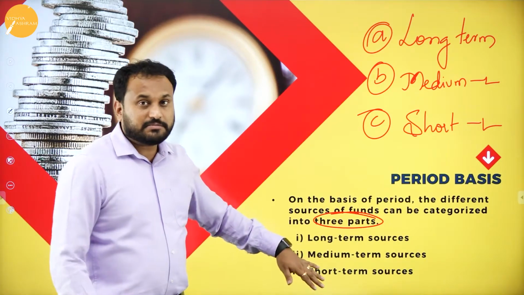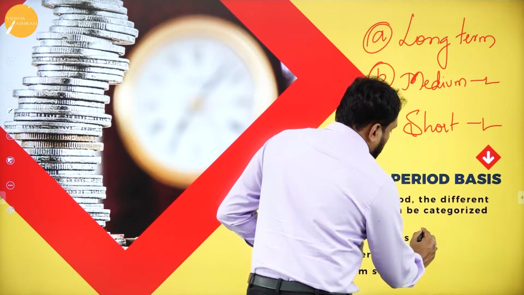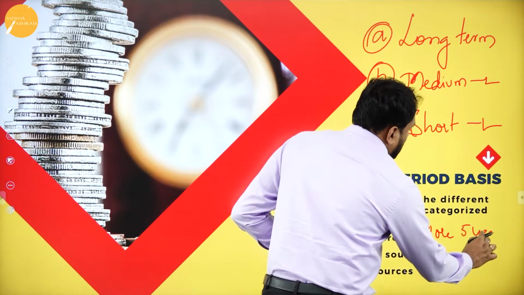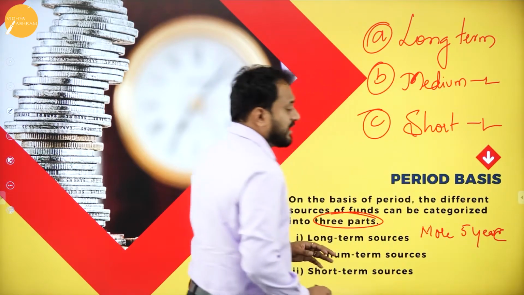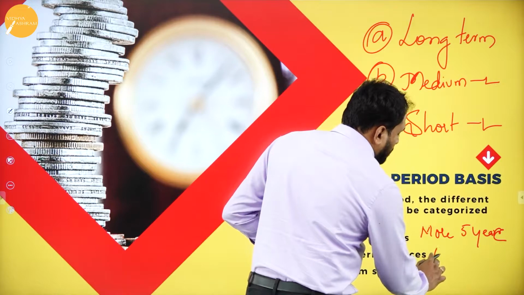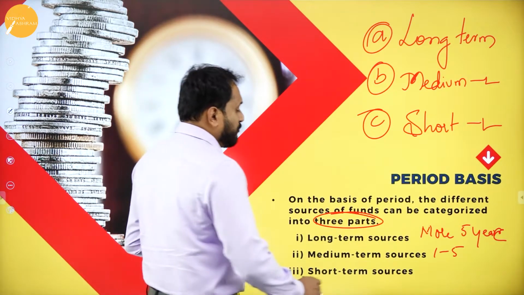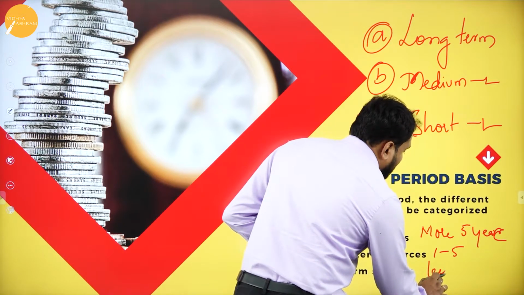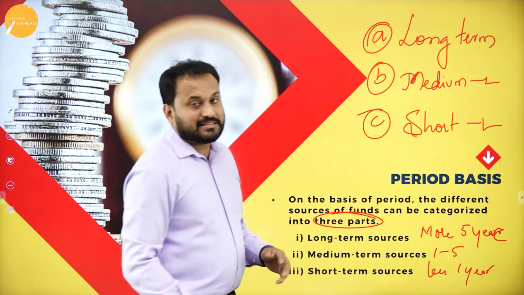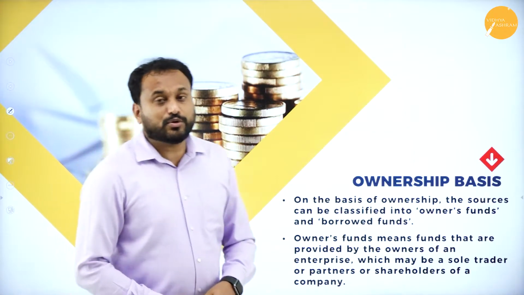One is long term, which means more than 5 years. That is called the long term. When it comes to the medium term, it is more than 1 year up to 5 years. And when it comes to the short term, it is less than 1 year. So this is what the basis is. Now let's check the next one, which is on the basis of ownership.